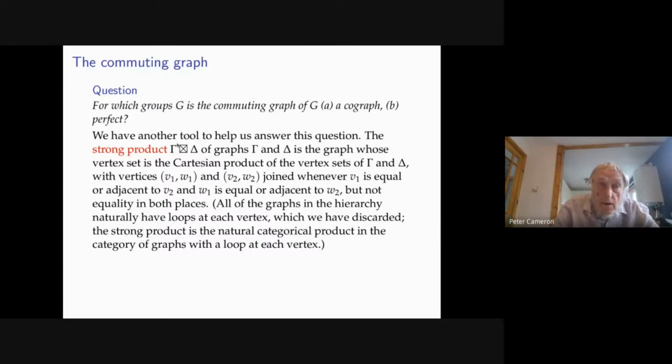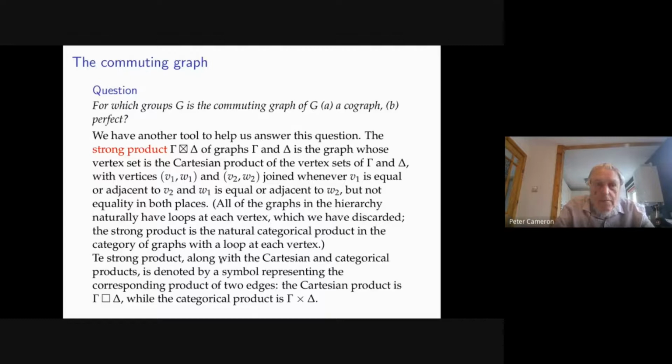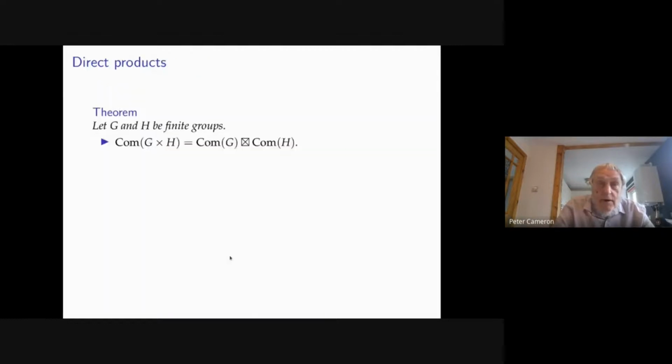So there's an operation on graphs called the strong product, where you take the Cartesian product of the two vertex sets and you join two pairs of vertices if the first components are equal or adjacent, the second components are equal or adjacent, but to exclude loops, we say that they're not equal in both cases. So that's the strong product, and it's closely connected with direct product.